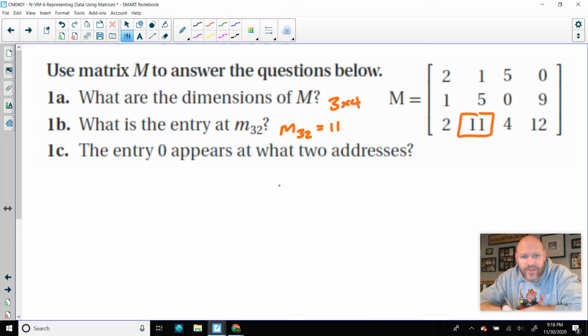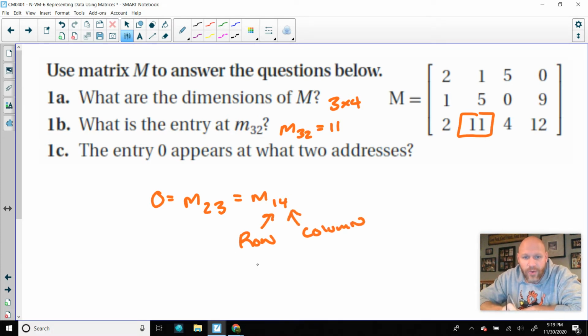And it says entry 0 appears at what 2 different addresses? Since we are looking at capital M as the matrix, we will use a lowercase m. And 0 is going to show up on the second row, third column. So M23, that's a lowercase m, but it's also going to be in the first row, fourth column. So we would go M14 for that first row and fourth column.